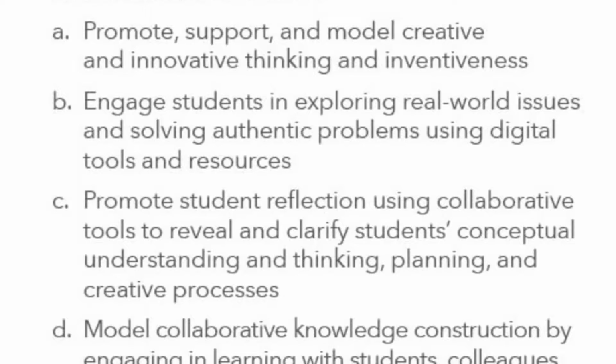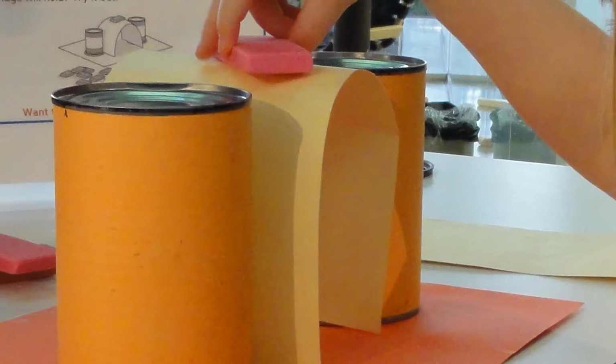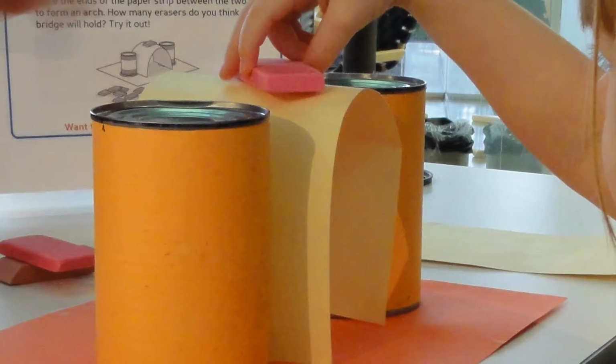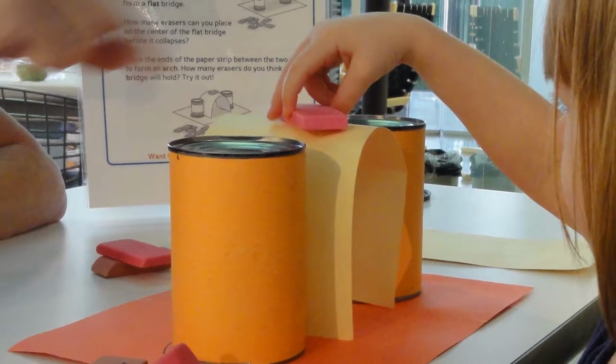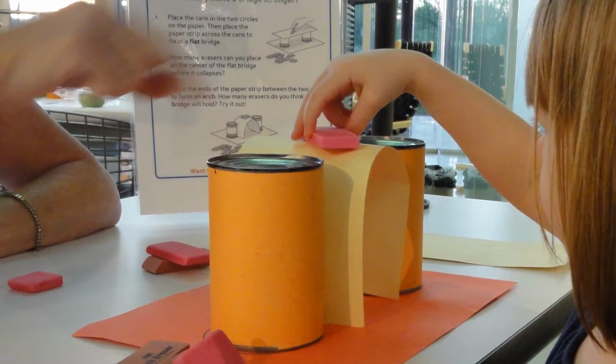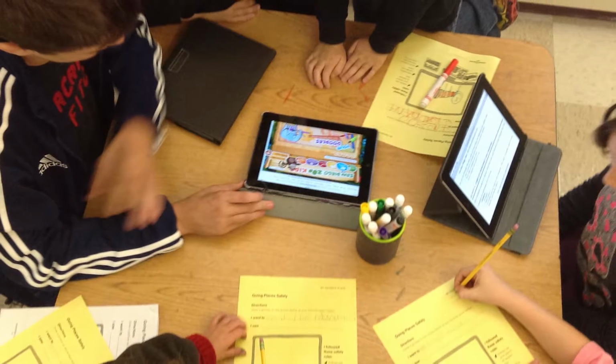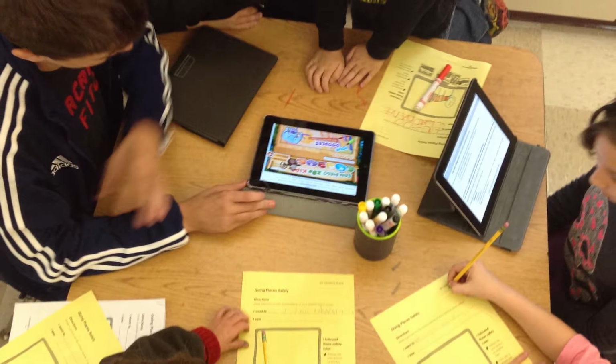The lesson entailed students building bridges to support the weight of 10 erasers. Students were shown a video and learned about different designs of bridges and were asked to construct their own using 2 food cans and cardstock paper. The students were given opportunities to collaborate and engage in the activity.